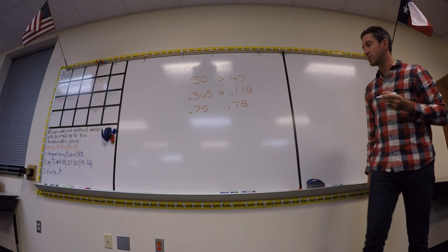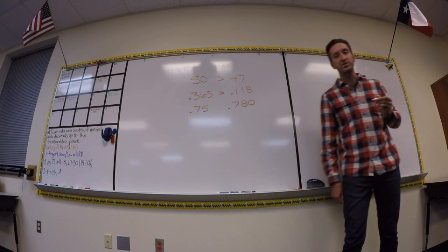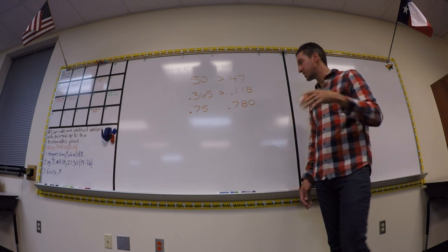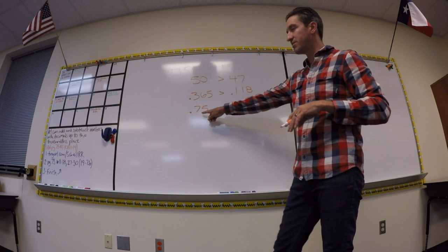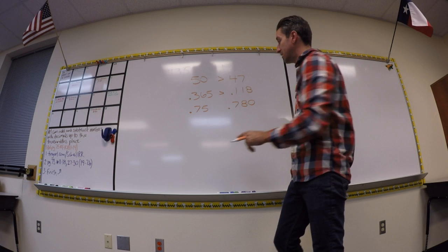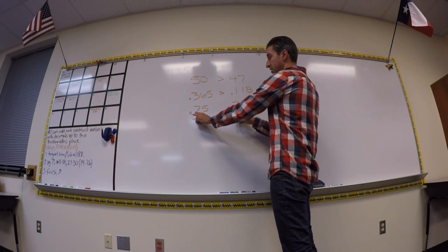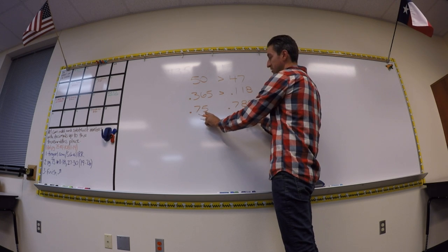Okay, 75 hundredths and 80 hundredths. Well, let's change that to 780 thousandths, just to make it look a little different. So we have 75 hundredths compared to 780 thousandths. We look in the tenths place first. They both have a 7. So we have to move to the hundredths place.